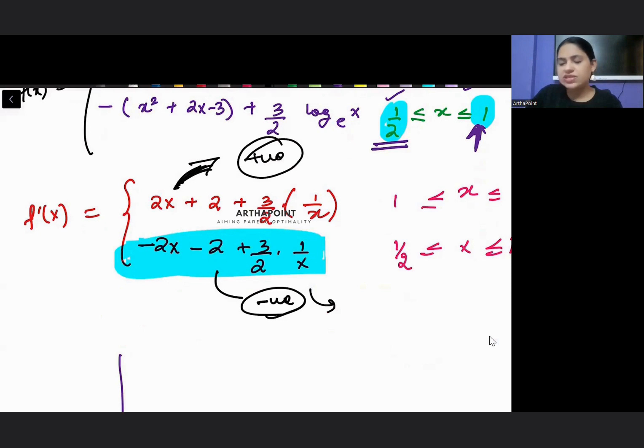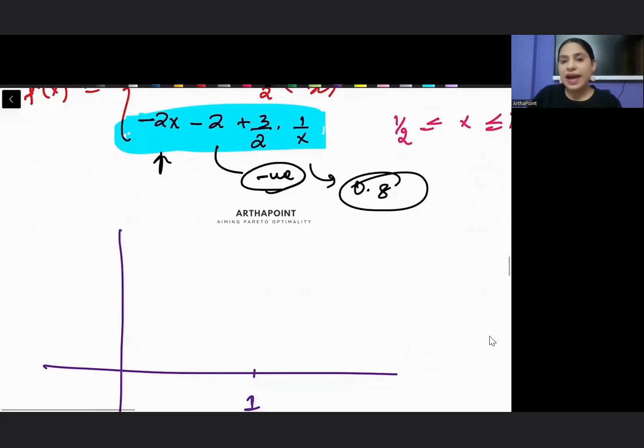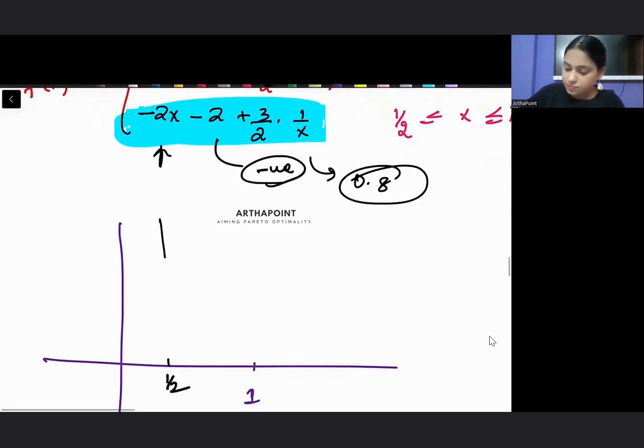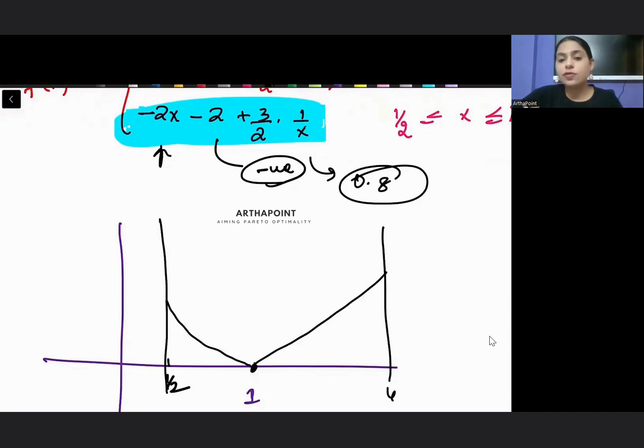And here, just put, say, 0.8 and check. Here, you will be getting a negative answer, and here, you will be getting a positive answer. So we realize that the function is decreasing between half to 1, and increasing between 1 to 4. So it is decreasing between half to 1 and increasing between 1 to 4.